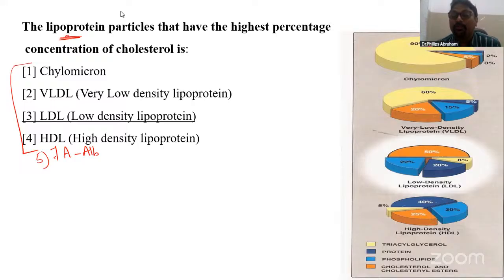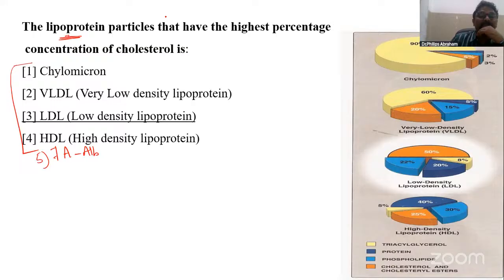Cholesterol, you check, around 50% of LDL is cholesterol. So LDL has the maximum cholesterol content out of the lipoproteins. VLDL around 20% and HDL around 25%. And what is more in HDL? HDL contains more protein, around 40% protein. So please note, chylomicron contains more triglyceride, cholesterol is more in LDL, protein is more in HDL.